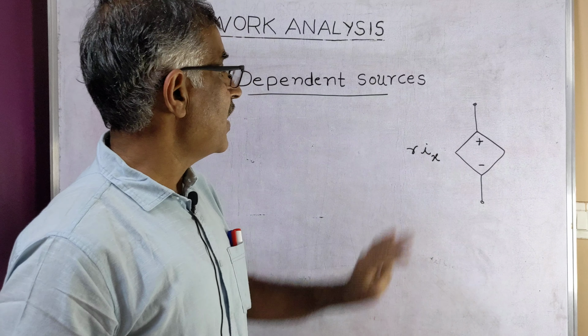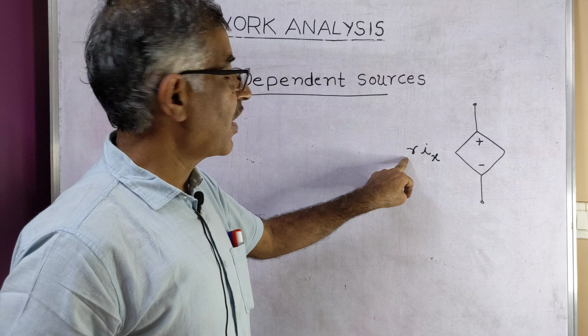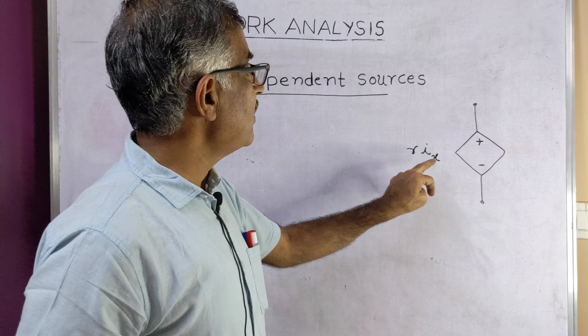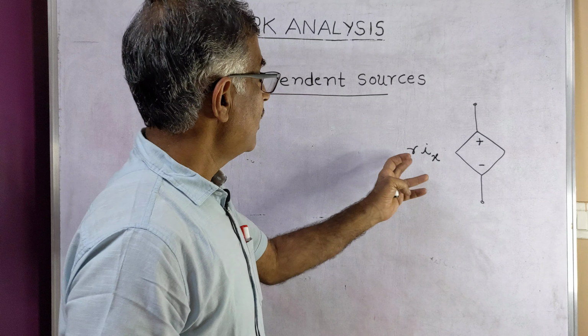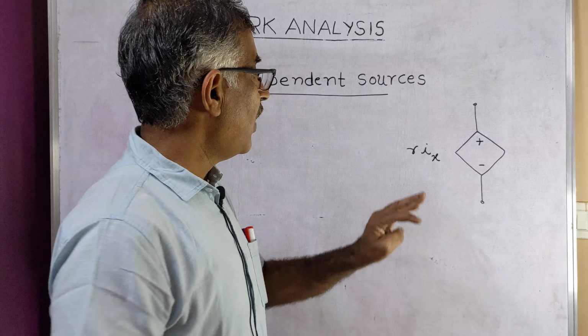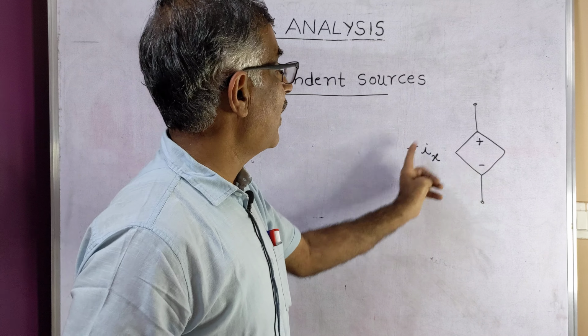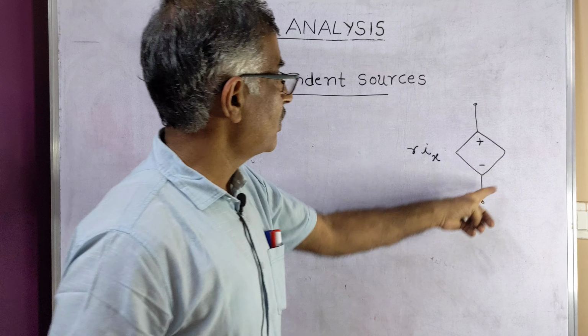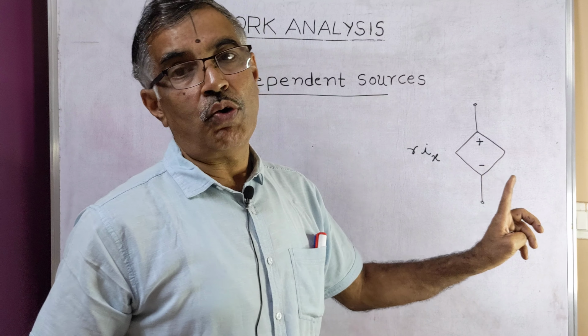Standard notation. RIX. IX means current elsewhere in the circuit. R is a constant. So RIX is the source quantity. So for example, if IX decreases, then RIX also decreases. If IX increases elsewhere in the circuit, it is going to increase this value. Hence, this type of source is what is known as current controlled voltage source.